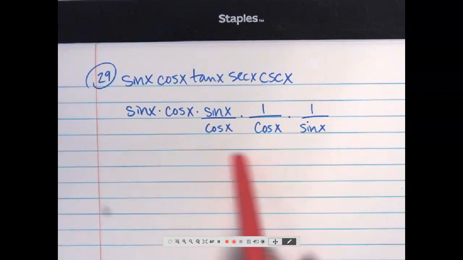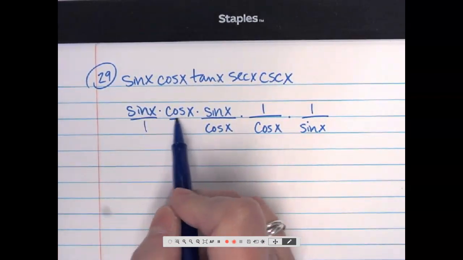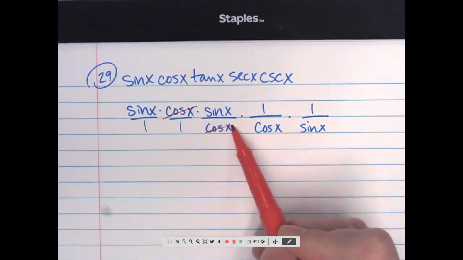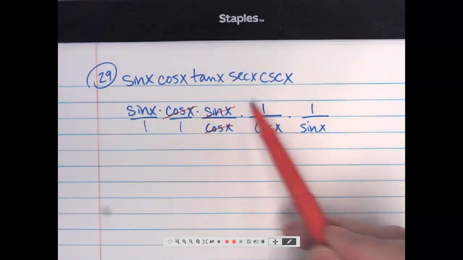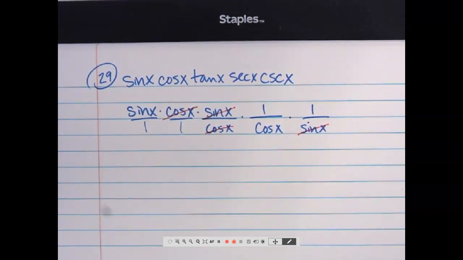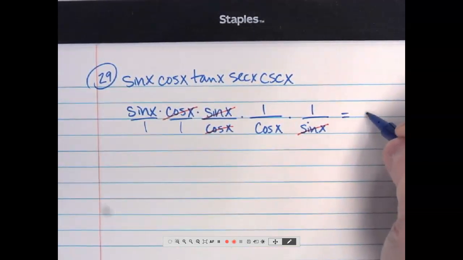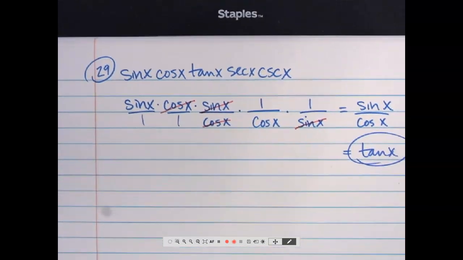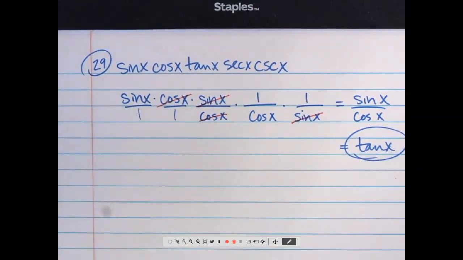Now look, all of this stuff is being multiplied together. If it makes it easier for you, you might want to think of those as being over 1. And since they're all multiplied, I see no pluses or minuses. Any common factor top to bottom can be canceled. So here's a cosine. Here's a sine. And so the only thing I'm left with now is sine over cosine, which is tangent. That one works out kind of nicely. Any questions on that one?